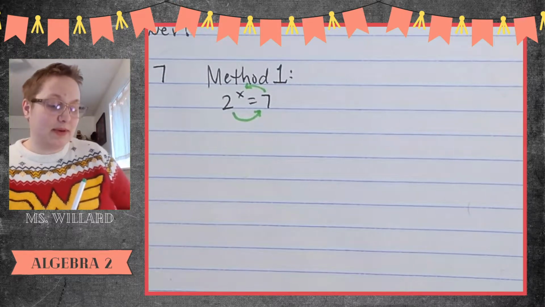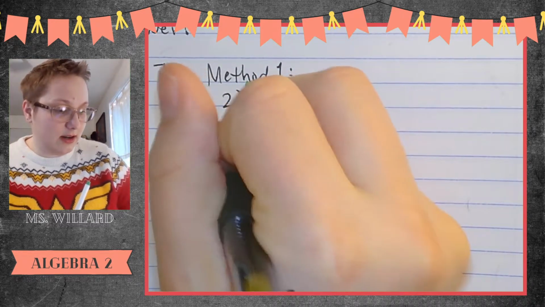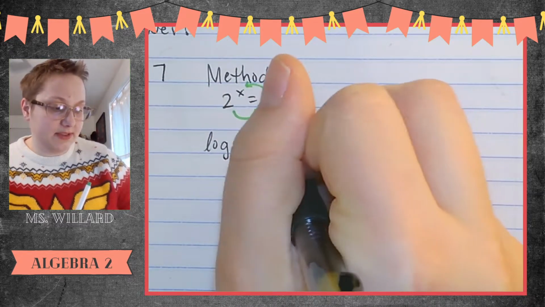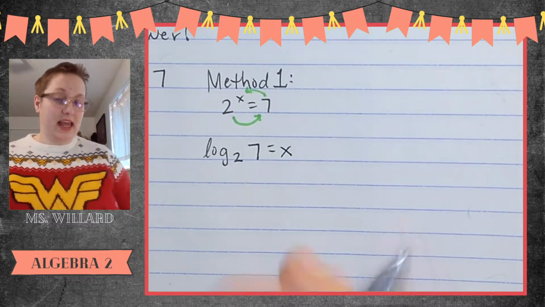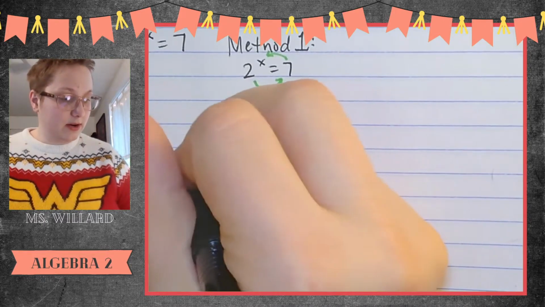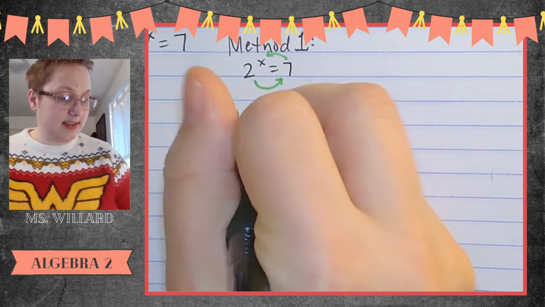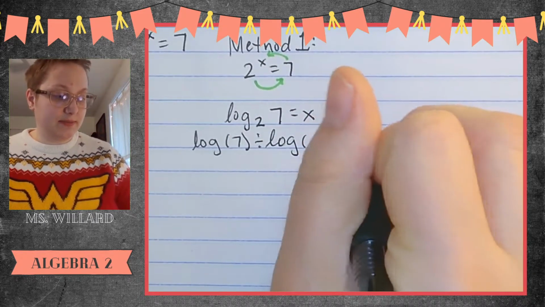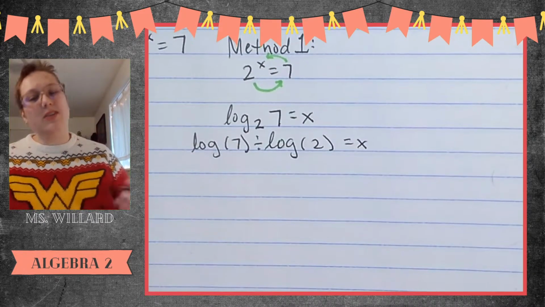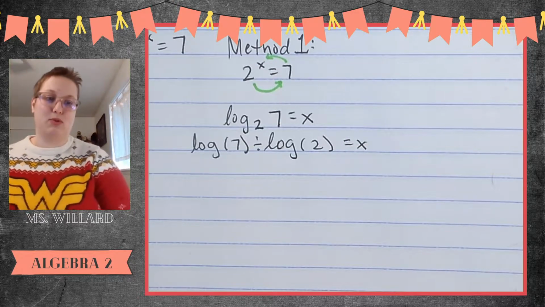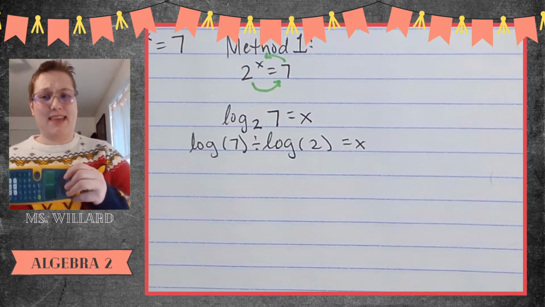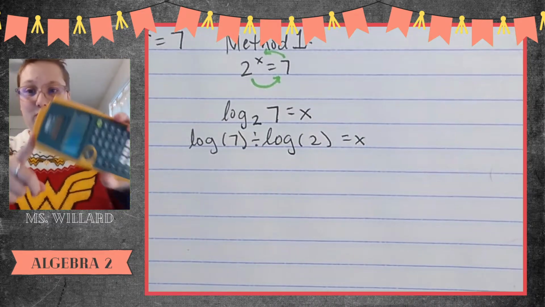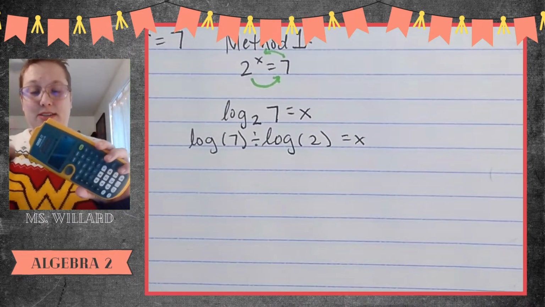Okay, so remember that the log loop goes log base 2 of 7 equals x, right? That's what we do. And then in the calculator, we go log parentheses 7 divided by log parentheses 2. That's called the change of base formula. The name of it is not important, but it's the only thing that lets us do logs in our calculator, because our calculator doesn't know bases.